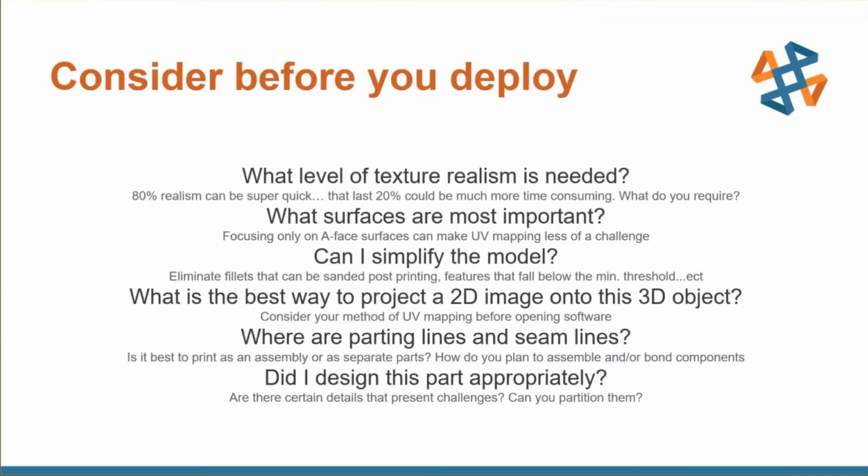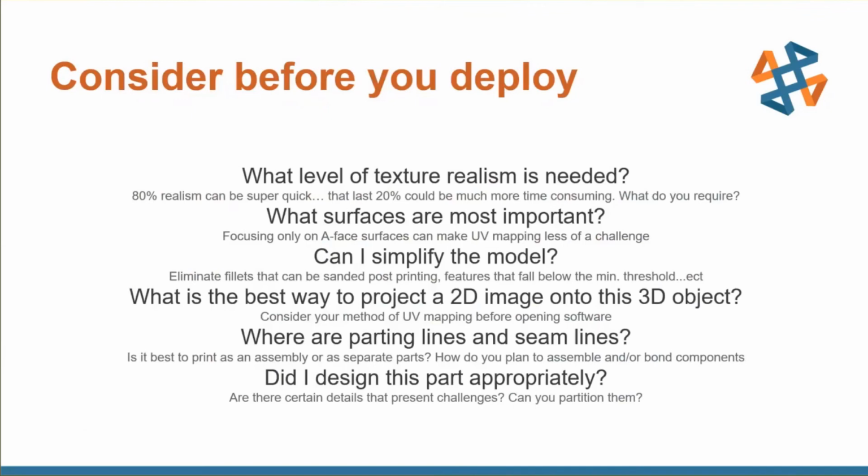And then think about what are the best methods of projecting a 2D image onto a 3D object. If it's spherical, use sphere mapping. If it's a box-like object, use box mapping. Think about where your parting lines and seam lines are, because if your textures mimic that, it actually is a bonus. And the last thing is just about designing a part appropriately.